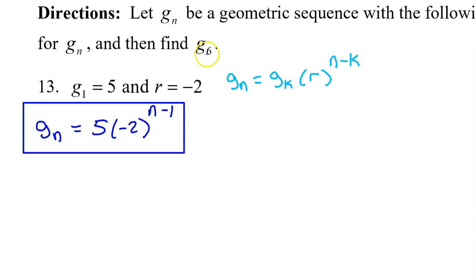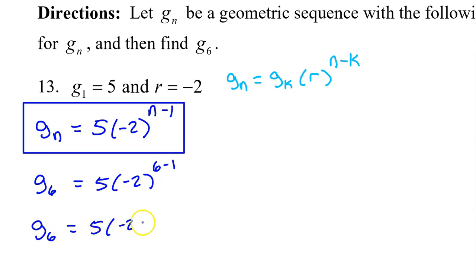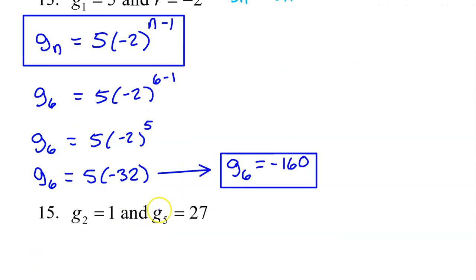Let's use it to find G6, the sixth term. G6 will equal 5 times -2 to the 6 minus 1 power. So G6 will equal 5 times -2 to the 5th power. 2 to the 5th power is 32. So -2 to the 5th power will be -32. So G6 is -160.